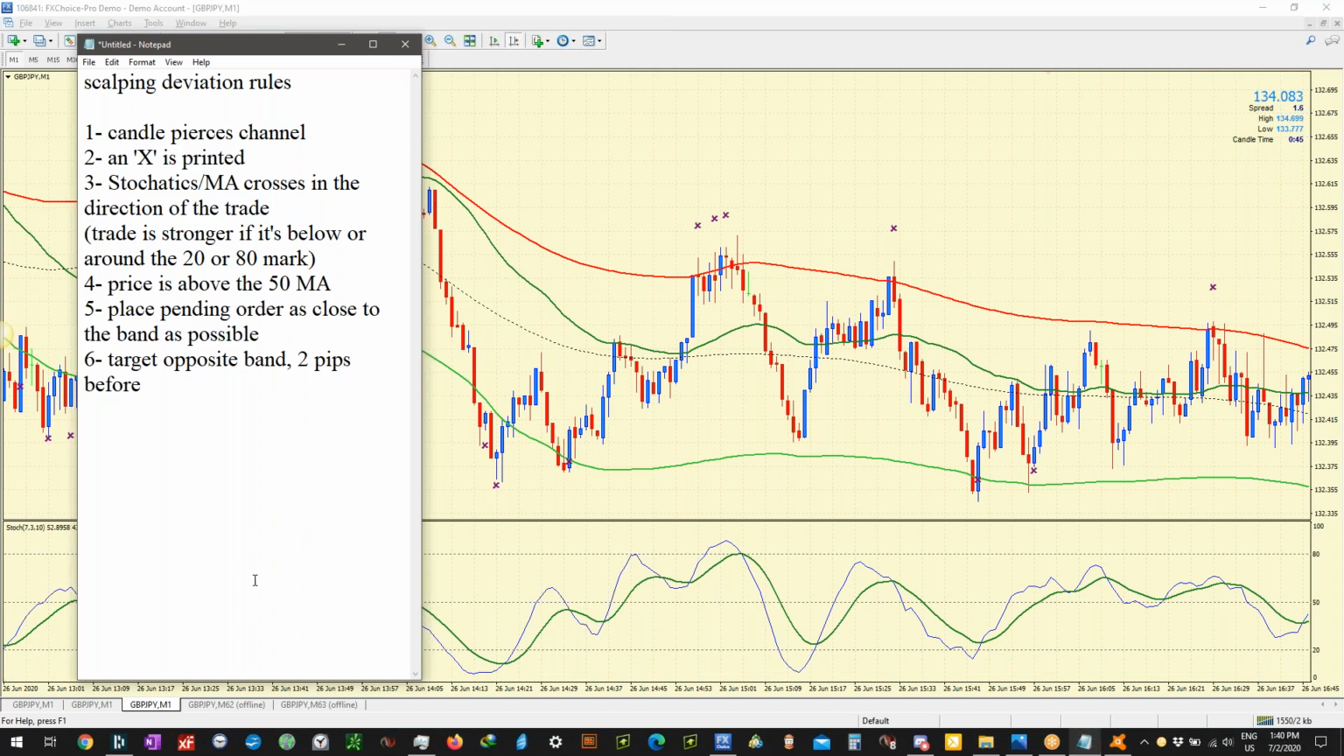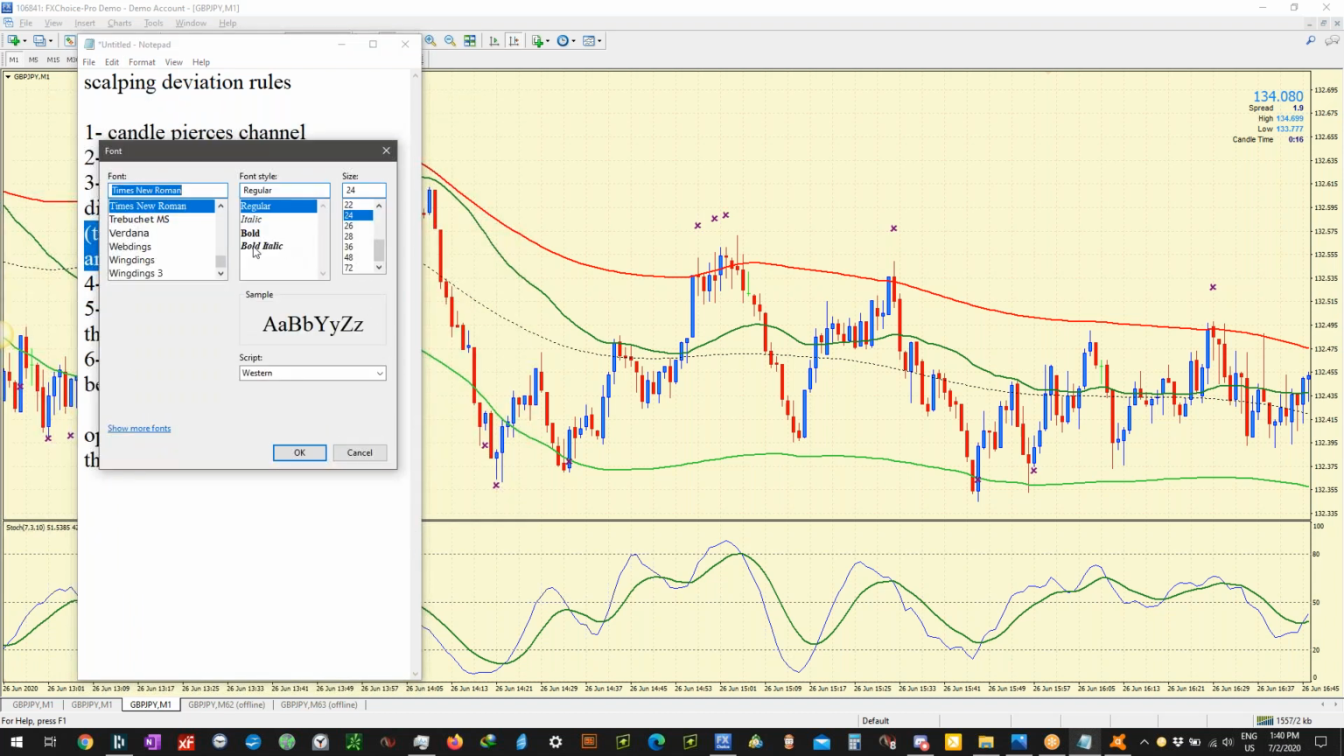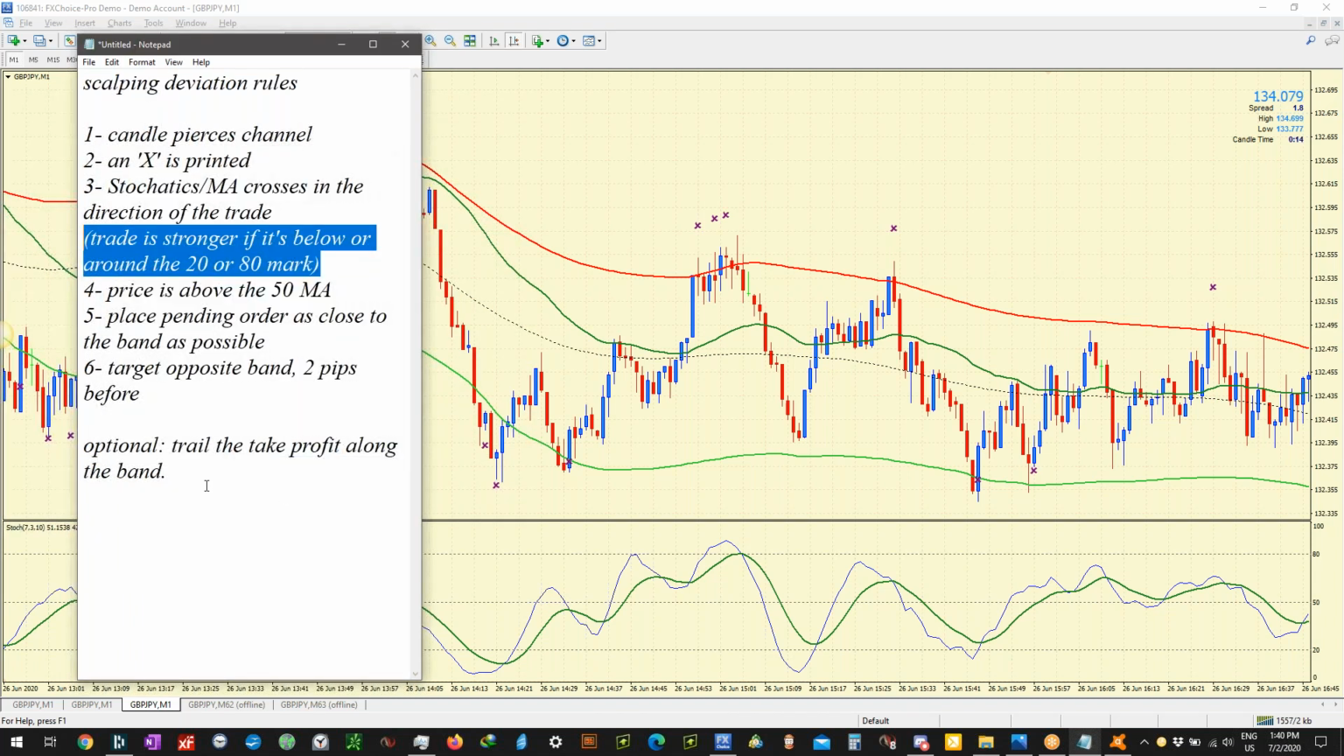You have your rules, and optional, trail the take profit along the band. Okay, so yeah, I did everything. Okay, anyway, you get the idea, right?